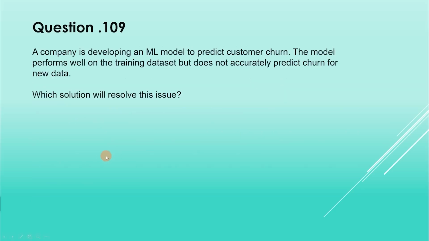Now question number 109. A company is developing an ML model to predict customer churn. The model performs well on the training datasets but does not accurately predict churn for the new data. Which solution will resolve this issue?